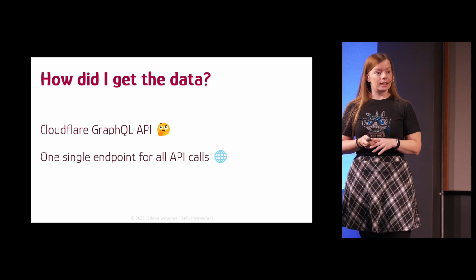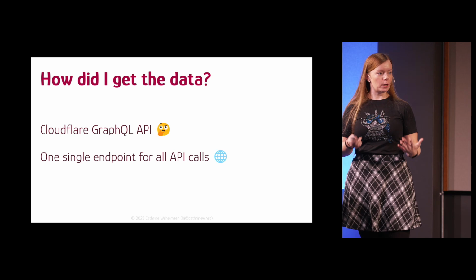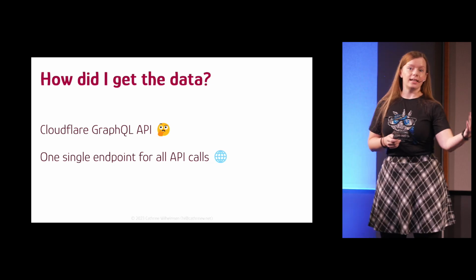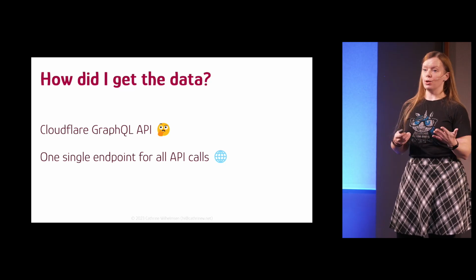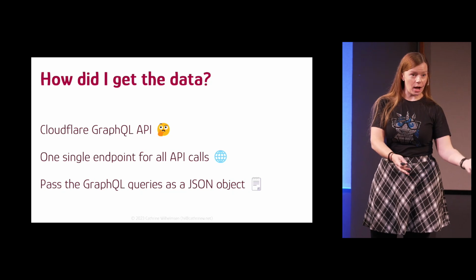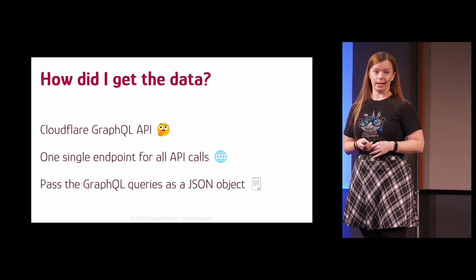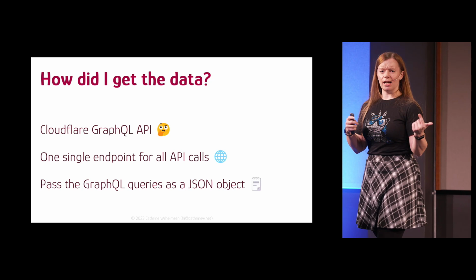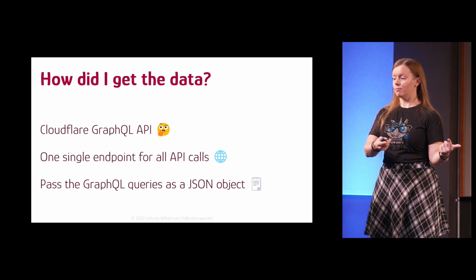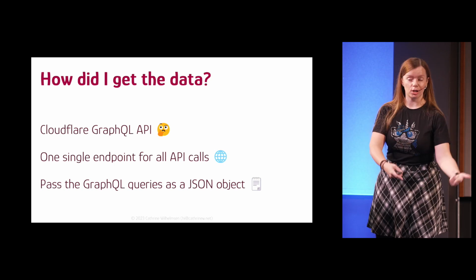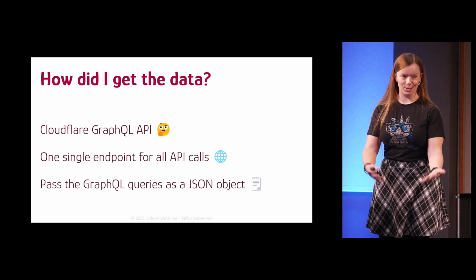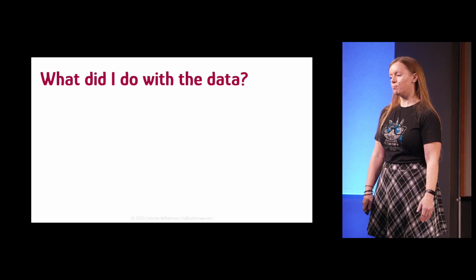And the thing with Cloudflare, or GraphQL, is that you have one single endpoint for all your API calls, and then you pass in the query and the results that you want back into the API call as a JSON object. So for me, most of the work here was actually just trying to figure out how do I build this query to get the data that I want, and then how do I actually pass it in through whatever app I was using, and then how do I do that through Microsoft Fabric.